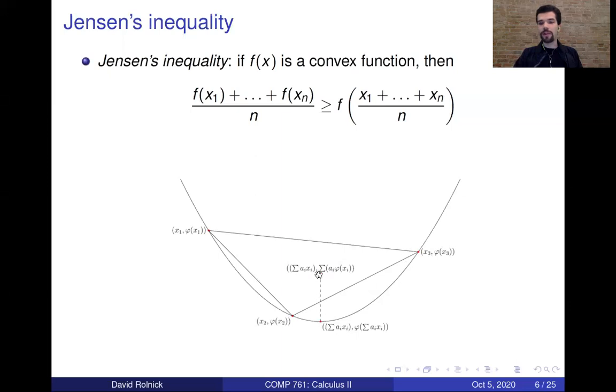Because the center of mass is the average of the x's, and the average of the f's evaluated at the x's is the y coordinate. So you're saying that the y coordinate is above the y coordinate for the average of the x's. If you didn't get this, don't worry. This is just an intuitive picture for why this is the case. The center of mass of any points on this convex curve has to be above the curve itself. Are there any questions about this? Actually proving it more rigorously is a little bit trickier, only a little bit.